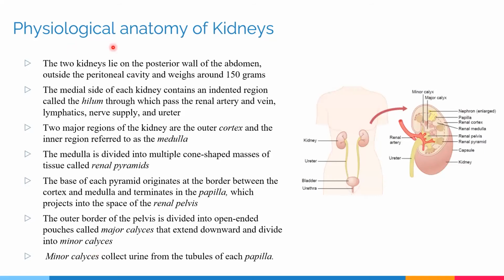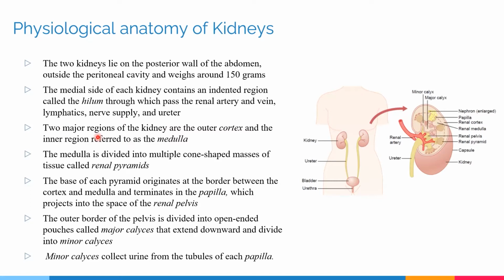Next, we move on to physiological anatomy of the kidneys. Here we have a diagram showing the different parts of the kidneys. The two kidneys lie on the posterior wall of the abdomen outside the peritoneal cavity and weigh around 150 grams. The medial side of each kidney contains an indented region, shown right here, called the hilum, through which pass the renal artery and the renal vein, lymphatics, nerve supply, and the ureter. So this is the entry of the renal artery, and this is the ureter that is shown right here.